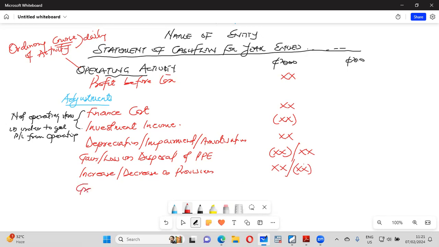Any grant amortization, grant income, is also not coming from your trading activity.